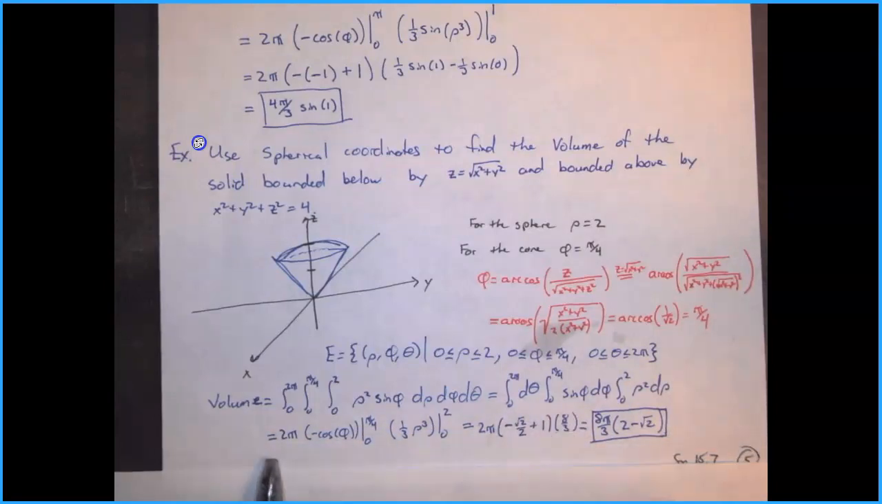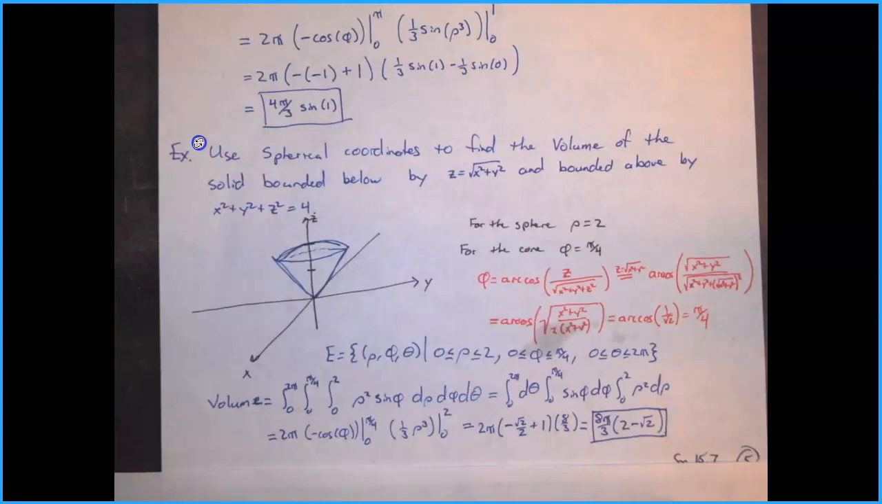So this first integral, I get 2 pi. I integrate sine to get negative cosine. Rho squared integrates to 1/3 rho cubed. I plug in my bounds, and I get that 8 pi over 3 times 2 minus root 2 is the volume of this object. Okay, so that's triple integrals in cylindrical and spherical coordinates.